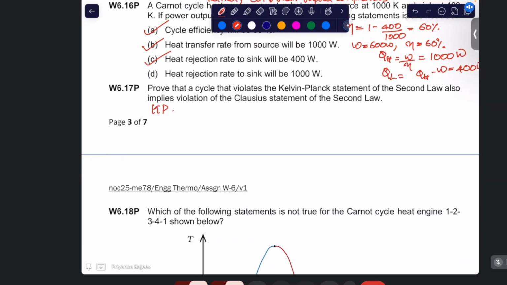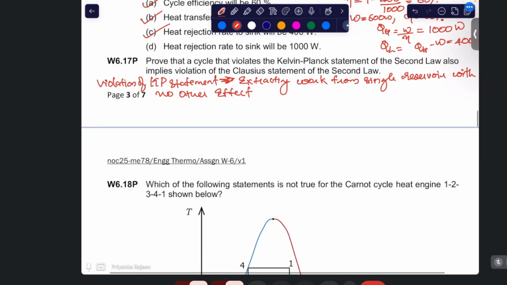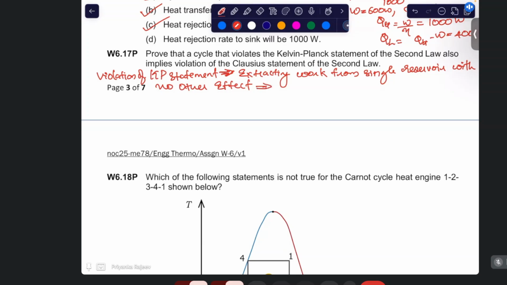The Kelvin-Planck statement says extracting work from a single reservoir with no other effect. So violation of the KP statement implies this thing. No other effect. Now, that implies what? That implies you can combine the device with a reverse heat engine and then you can transfer.